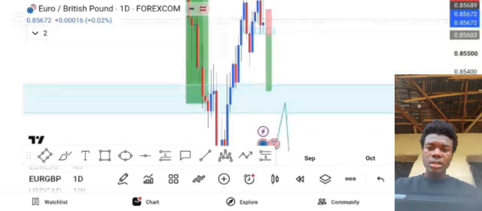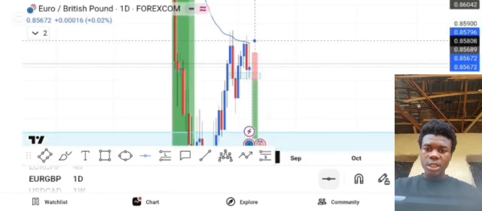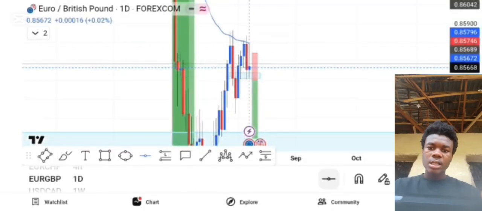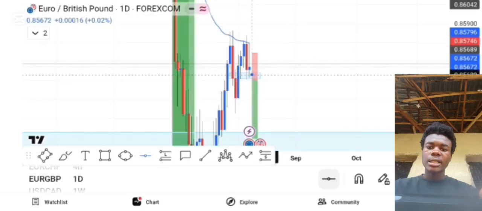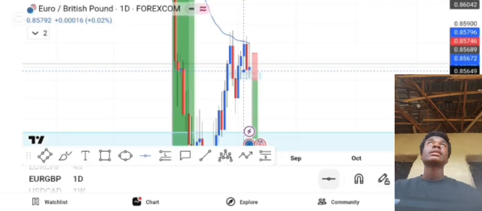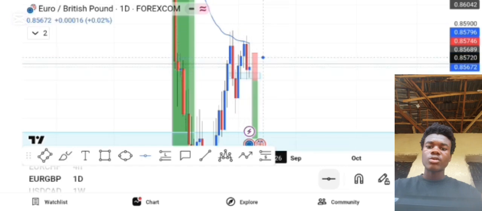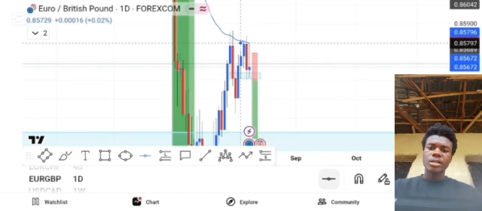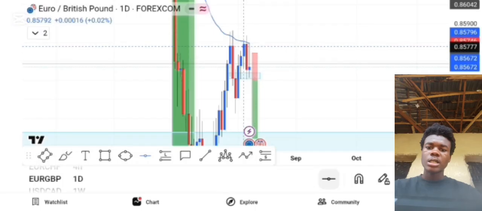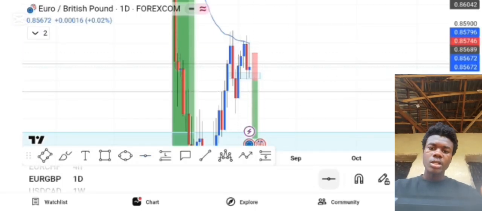As you can see, a very strong rejection candlestick in the daily time frame, and it's also rejecting the exponential moving average, that's the EMA. This is an indication that sellers are stepping in and the buyers are getting weaker. So as you can see, a very strong rejection candlestick rejecting the previous structure point, then the EMA. This is the high here, and this is the higher low here.